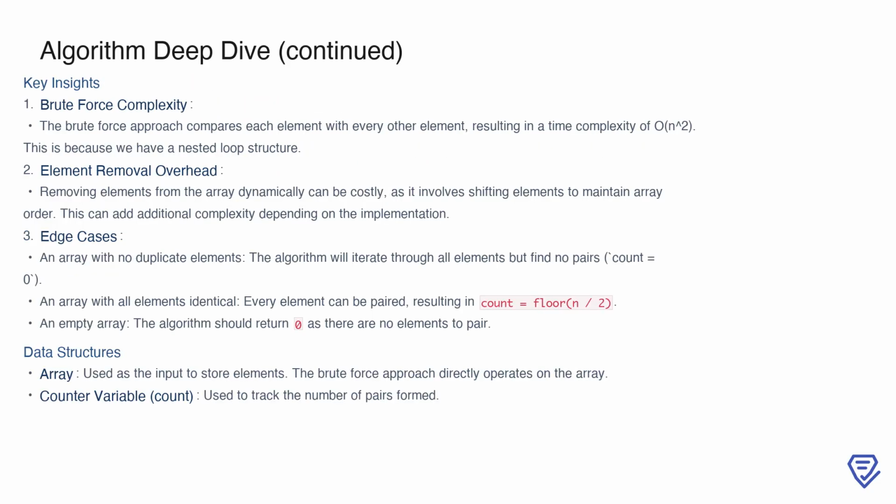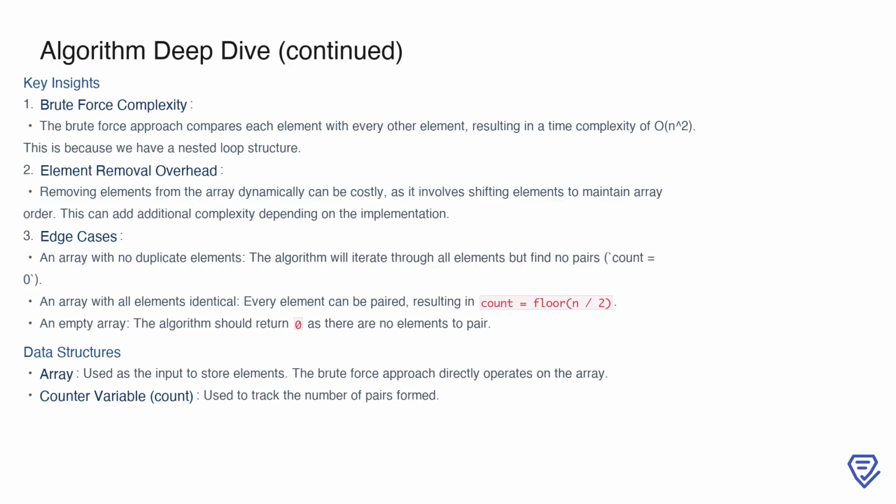The brute force approach, while simple to understand, involves comparing each element with every other element, leading to a time complexity of O(n^2), due to the nested loop structure. Additionally, the process of dynamically removing elements adds further computational overhead. For instance, when elements are removed, the array must adjust its indices, which can be costly.